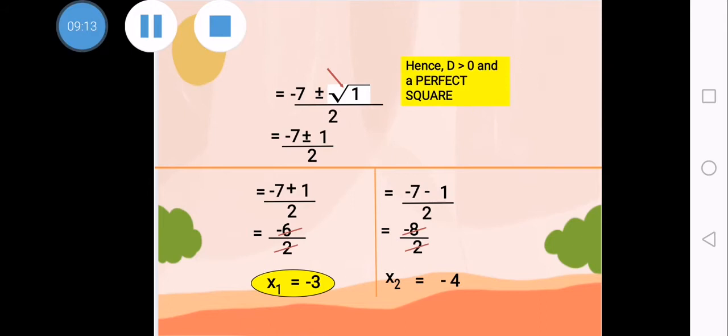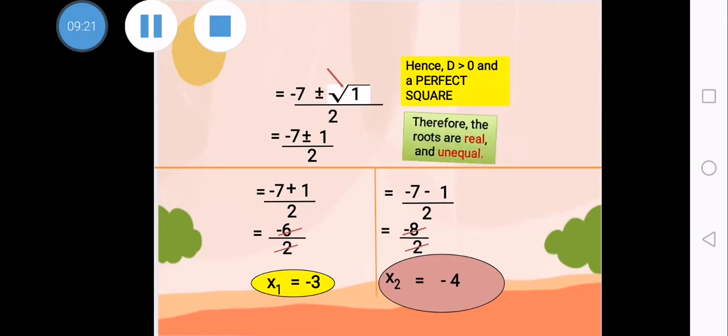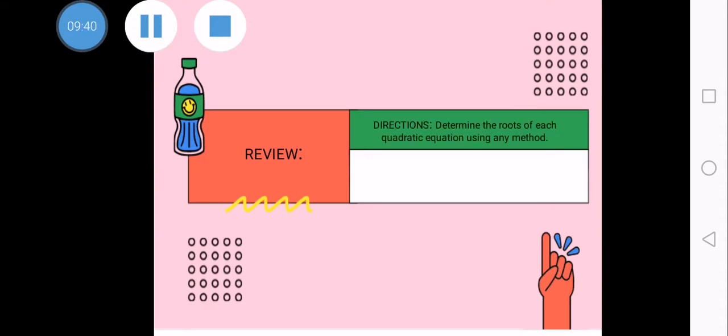So, kaya, since perfect square po ang ating discriminant and greater than 0, kaya na-expect natin na ang roots po natin ay real and unequal. Bakit naging real and unequal? Negative 3 and negative 4 ay real numbers po yan. So, unequal kasi si negative 3 po and negative 4 ay magkaiba. Kaya hindi sila equal. So, ayun po. Diba, napakadali lang. Next. Pangalawa, para maalala nyo.